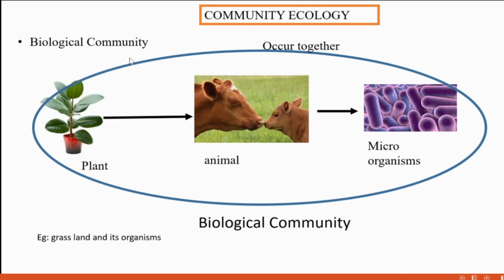So a biological community is such a type of assemblage of all plants, animals and microorganisms. They exist together, and that assemblage is called a biological community. It is a community where plants, animals and microorganisms occur together. An example is a grassland, which is a biological community with all its organisms.